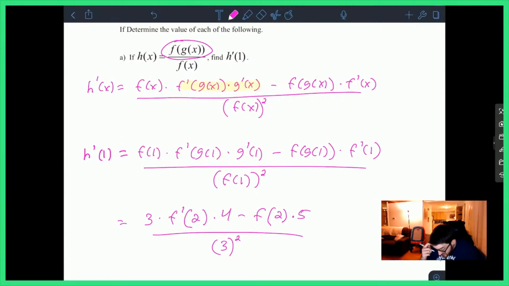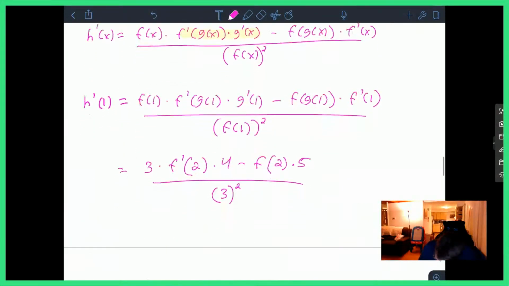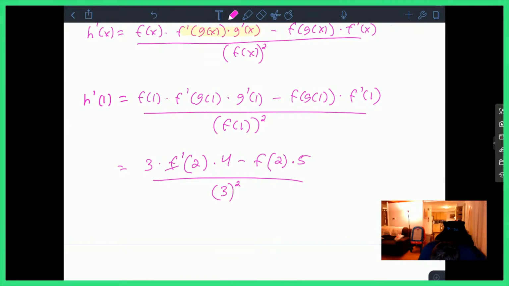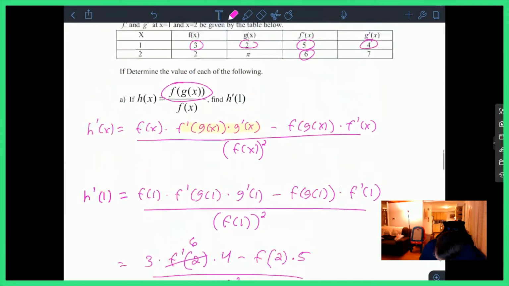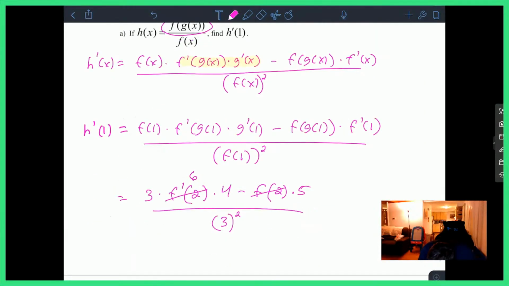And the last thing I need is an f prime of 2 and an f of 2. So f prime of 2 is 6. I'm just going to put that right in here. And then I need an f of 2. f of 2 is 2. And I'm going to put that right here.